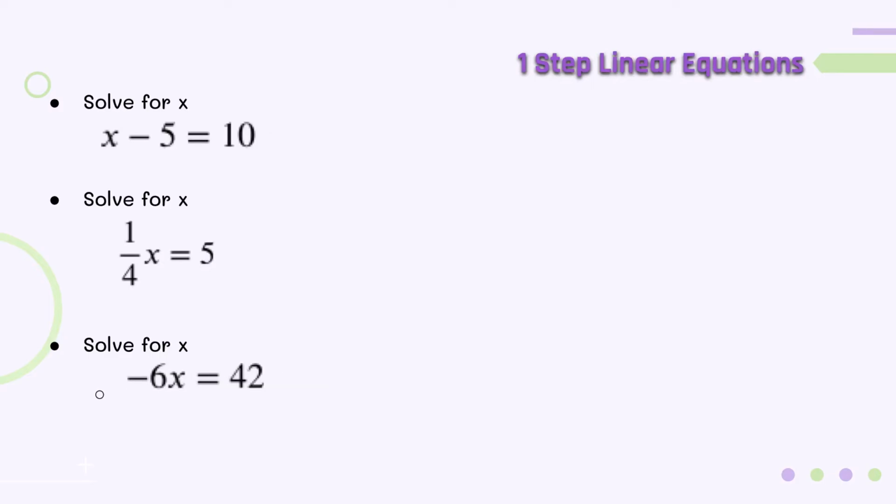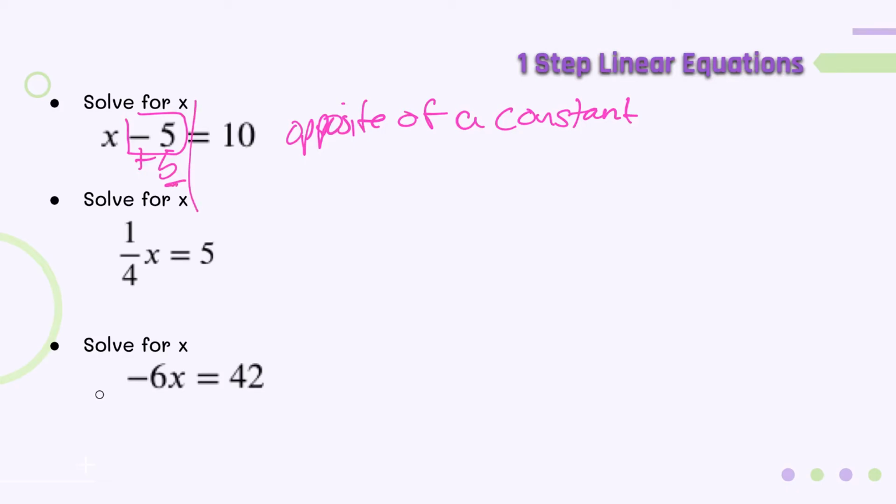So let's solve for x. X minus 5 is equal to 10. Well, this is a variable minus a constant. So I'm going to take the opposite of a constant. So I'm going to add 5 because the opposite of negative 5 is positive 5. If I do it to this side of the equation, I must do it to this side of the equation. So I'm left with x is equal to 15.